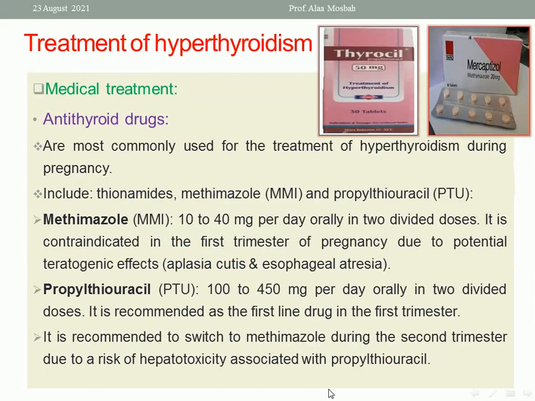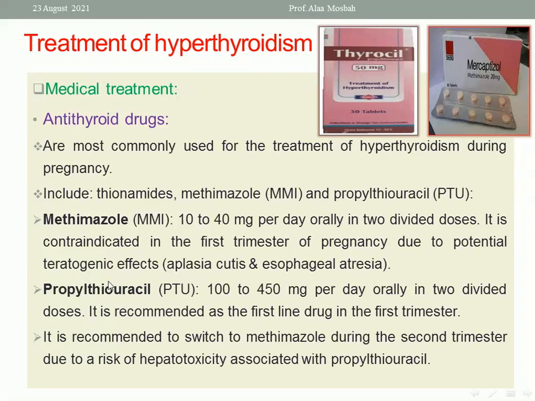Okay, what about medical treatment? We give an antithyroid drug like mesimazole, 10 to 40 milligrams per day in 2 divided doses, and it is contraindicated in the first trimester of pregnancy because it is teratogenic, and may cause aplasia cutis and esophageal atresia. While propylthiouracil, 100 to 450 milligrams per day orally in 2 divided doses, is recommended as a first line treatment in the first trimester. So propylthiouracil is safer as regards the fetal effect.